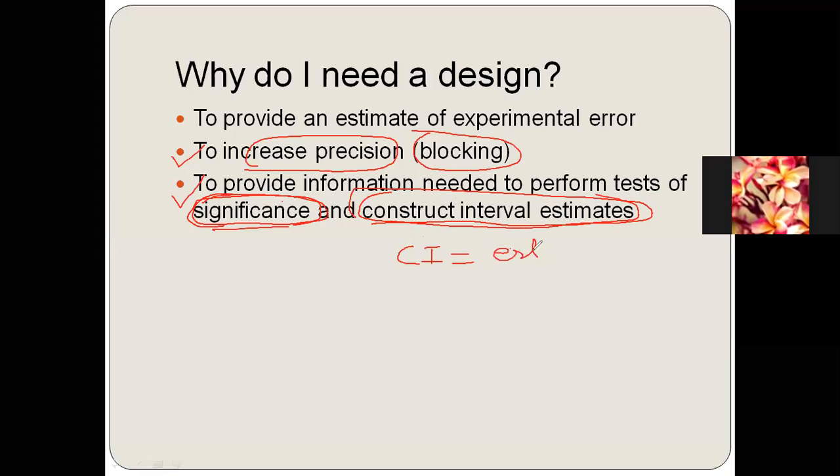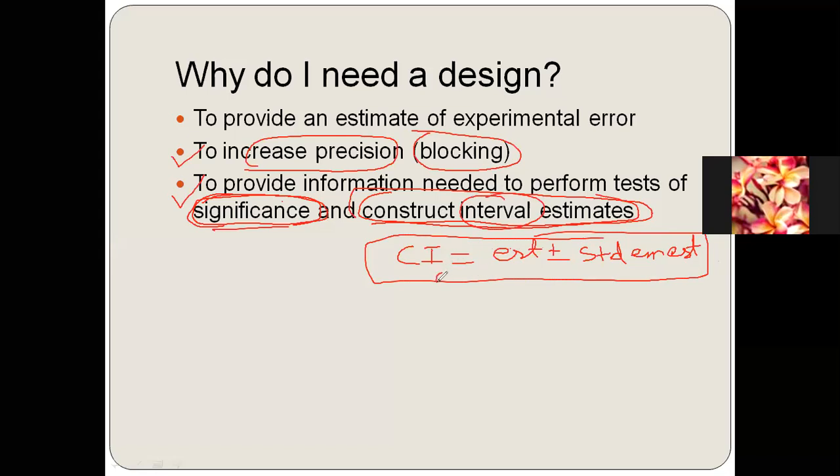Estimate plus or minus... can somebody remember? Standard... anyone? Standard error of estimate. So this is how we put up the confidence interval, right? Constructing interval means it is talking about the confidence interval. So whether it is a 90% or a 95% confidence interval, that we can decide, right?